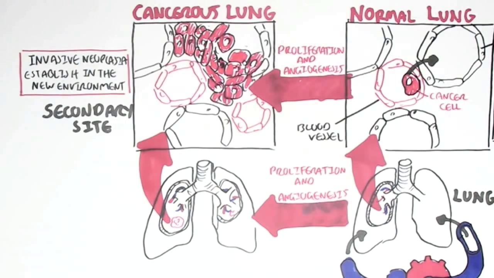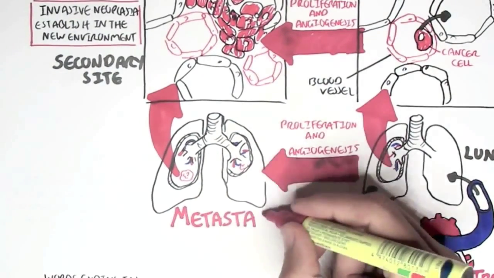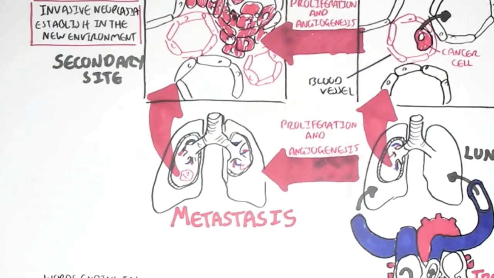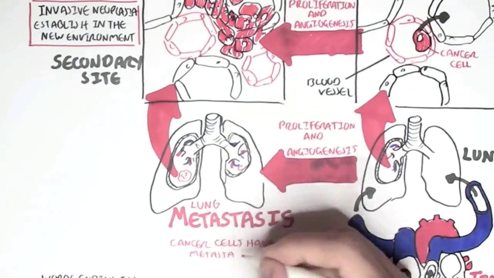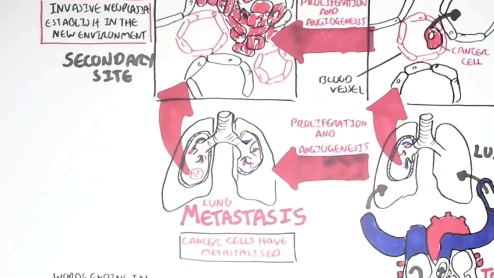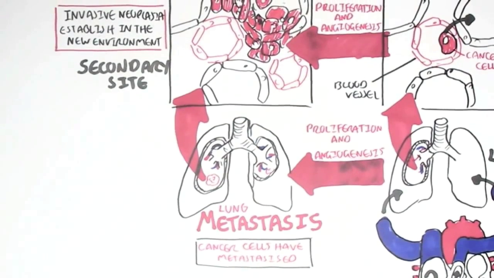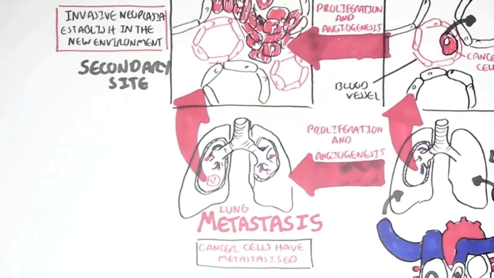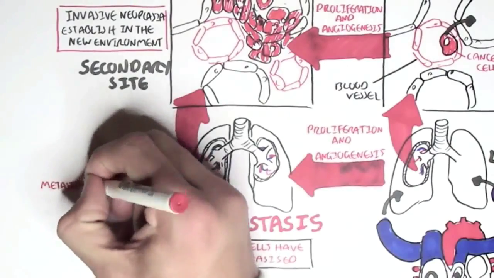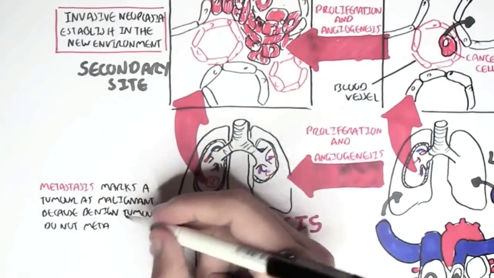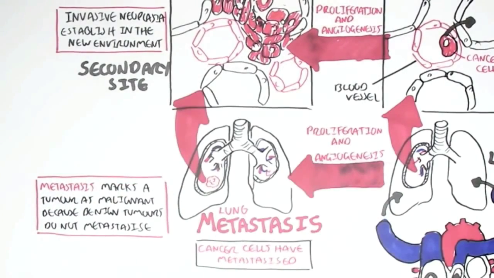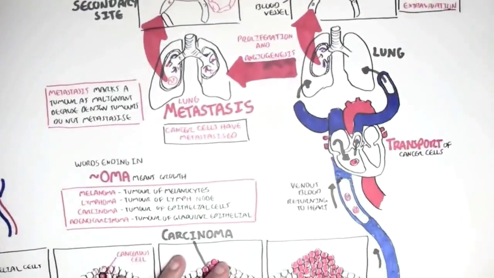When the cancer has spread from the breast to the lungs, this process is known as metastasis. And so because the cancer has spread to the lungs, we call this lung metastasis. And so we can say that the cancer cells have metastasized, have spread. Metastasis marks a tumor as malignant because benign tumors, remember, are not metastatic. They do not spread. They are not invasive.